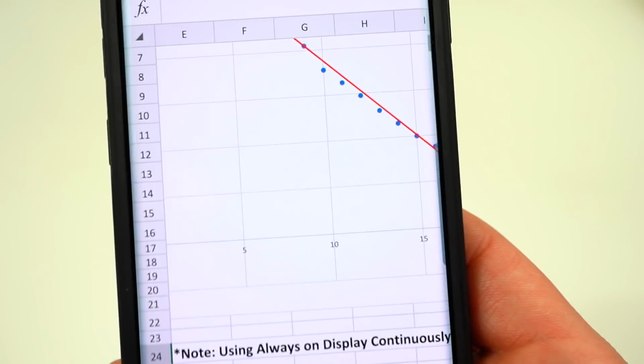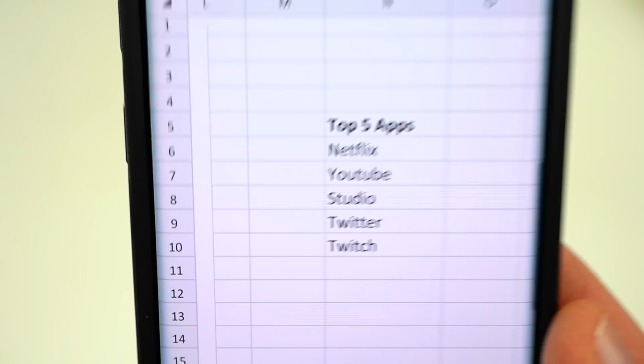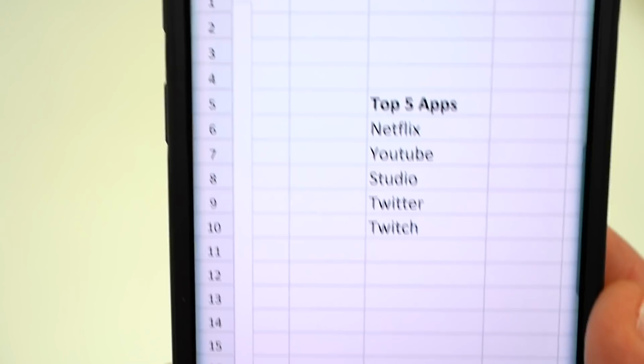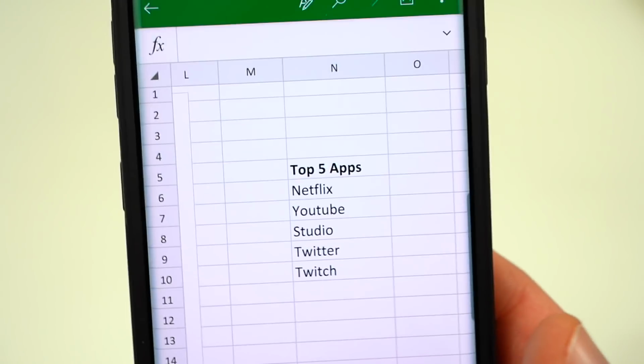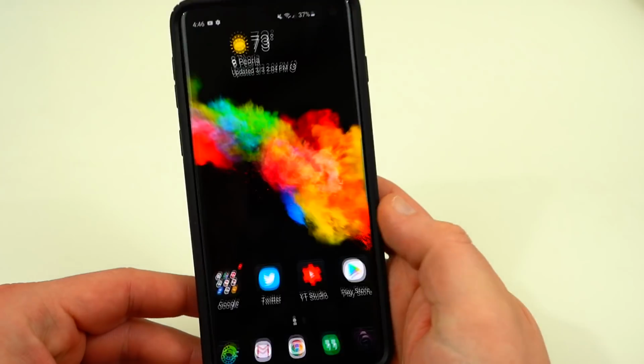I kept the always on display and dark modes enabled, and my top 5 apps on that day were Netflix, YouTube, YouTube Studio, Twitter, and Twitch, because I was watching some people stream some things on there also just to get the video in.